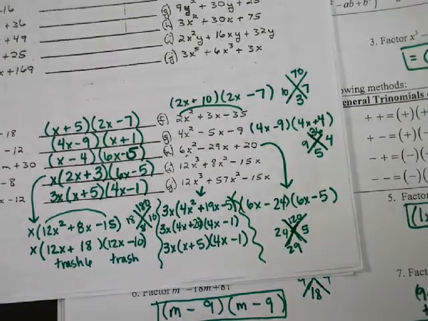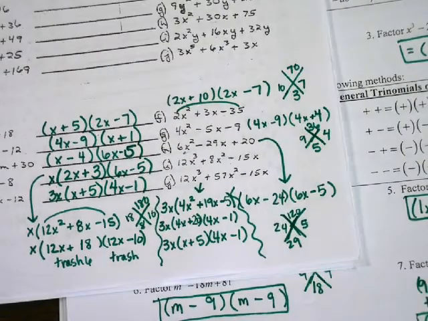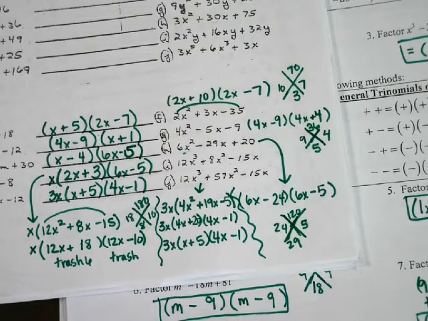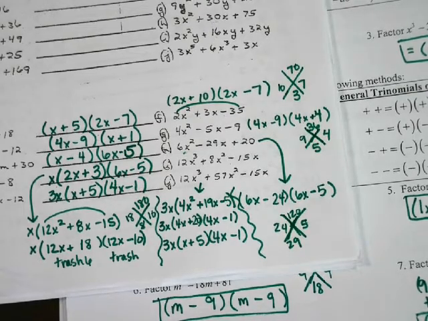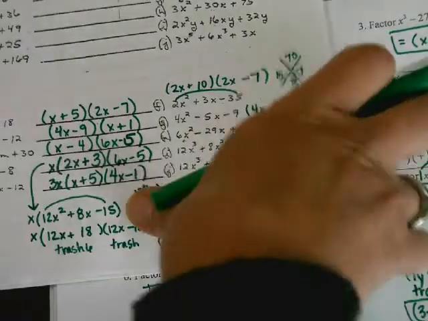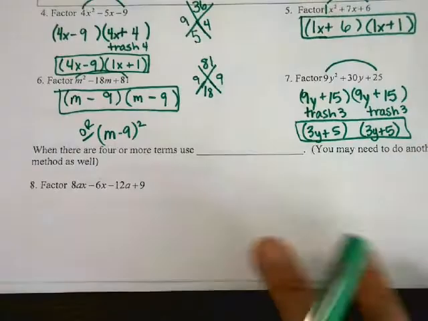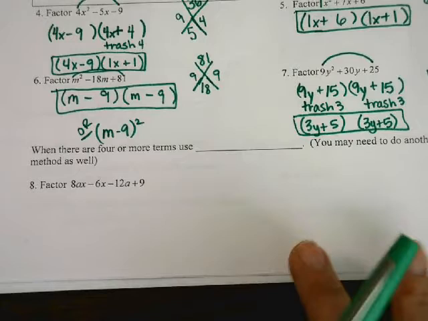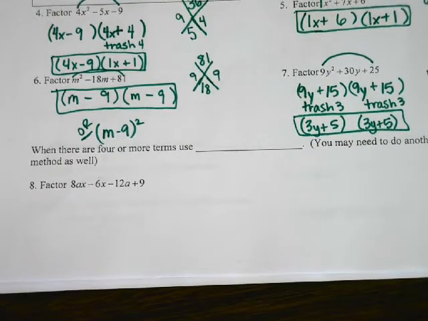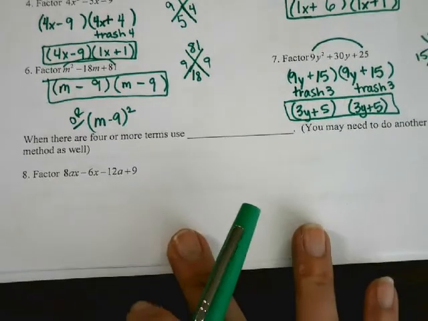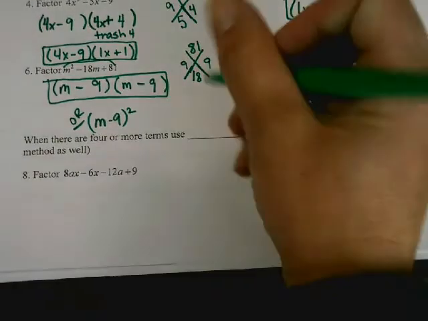Alright, we have one more method to talk about. And some of you use this method exclusively, and it works for everything, and that's okay. So you can do it with trinomials too. So the last thing we need to talk about is when there's 4 or more terms. You can also use this method when you're doing trinomials as well. Some of you have seen it before. But it's called grouping.